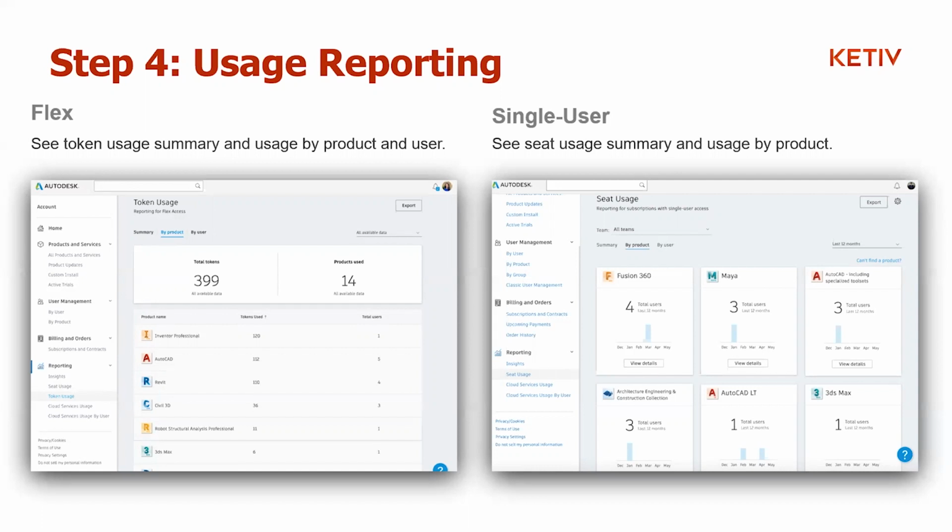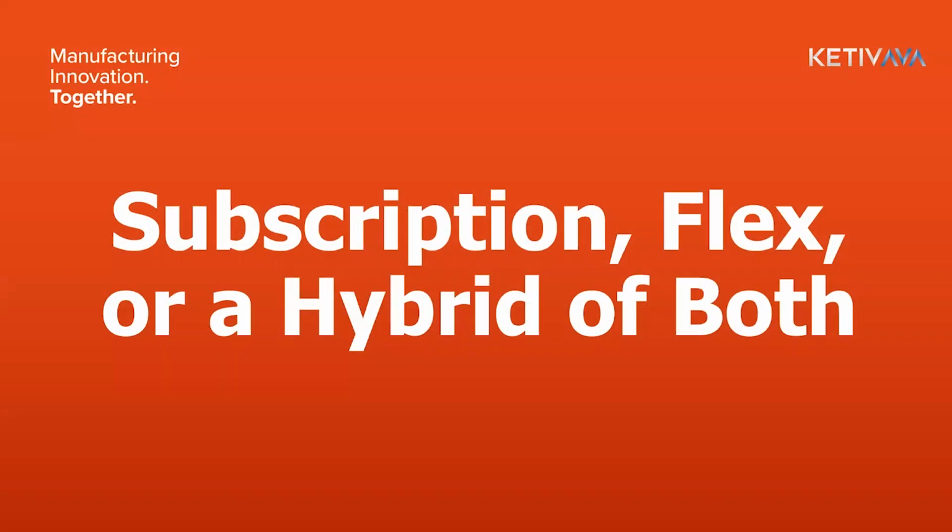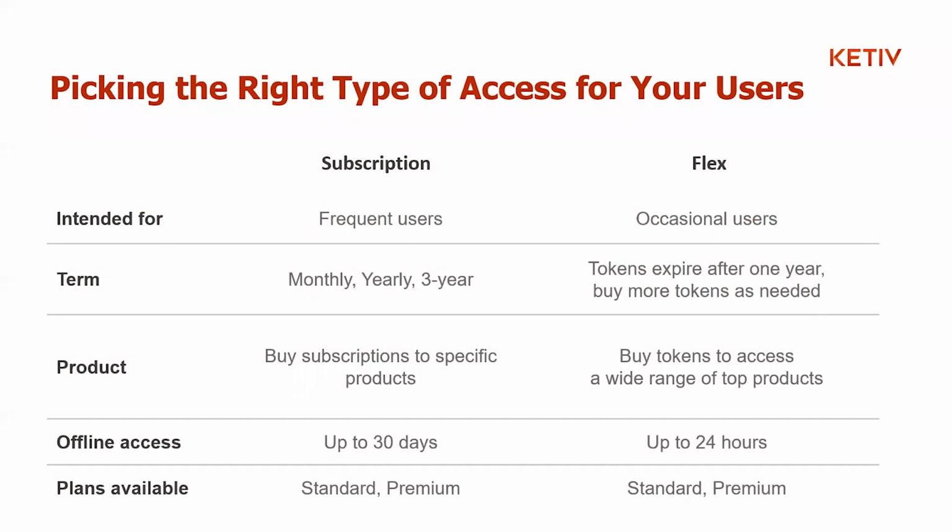Okay, and with that, moving forward here, how do we figure out which option works best for you and your team, or if a hybrid approach would prove to be the most cost-effective route for you? First and foremost, we want to make sure that we're picking the right type of access for your users, depending on the type of access they need. So another matrix here for you guys.